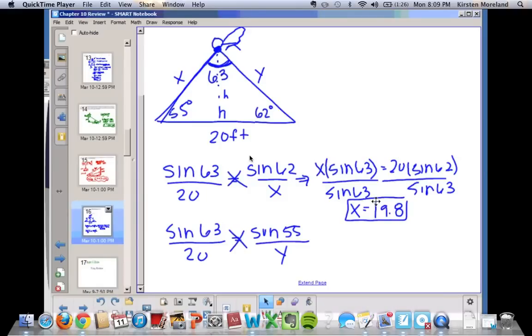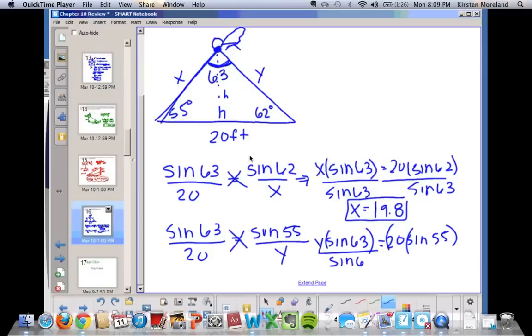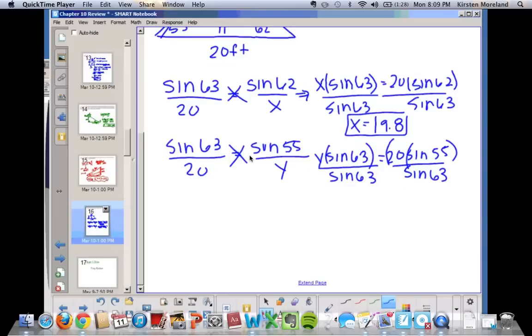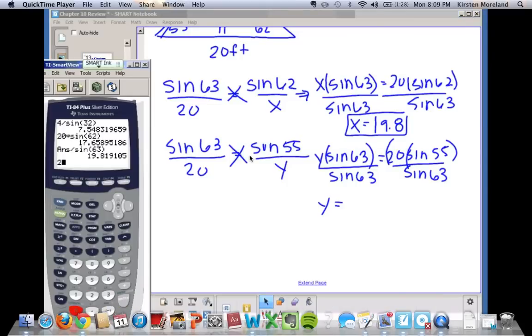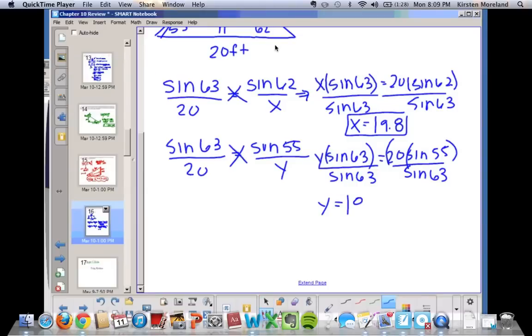And then when I cross multiply the other one, I get y times sine of 63 equals 20 times the sine of 55. Now remember, 20 times the sine of 55 is just a number. And then so is sine of 63, so I'm going to divide that over so I get y alone. And when I type that all in my calculator, I get that the student standing by the 62-degree angle is 18.4 feet away.